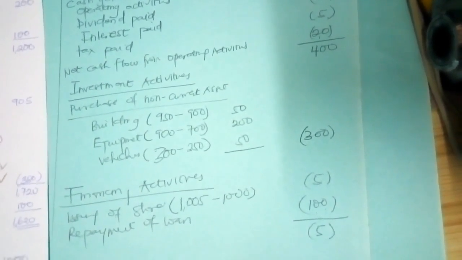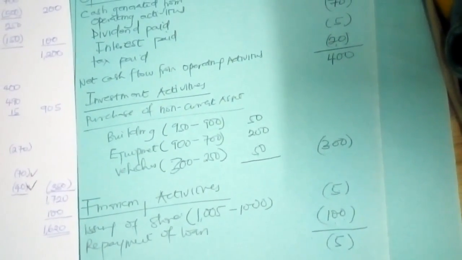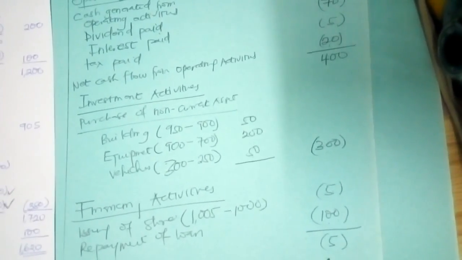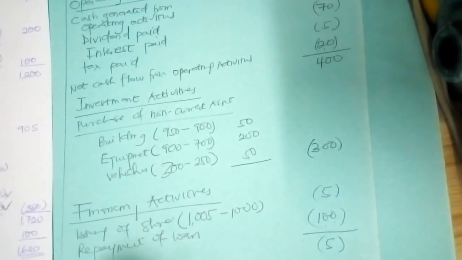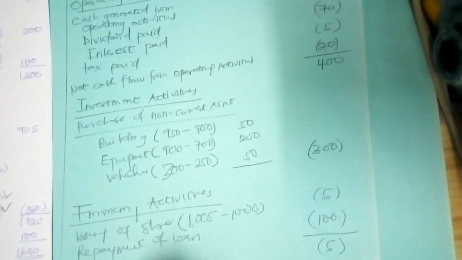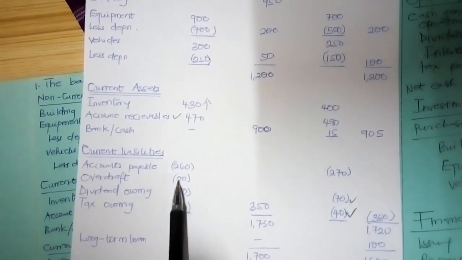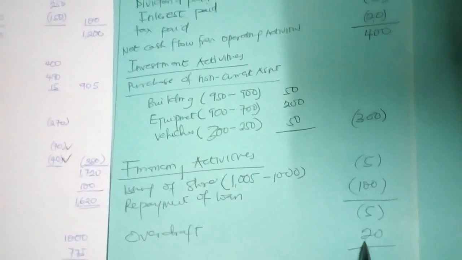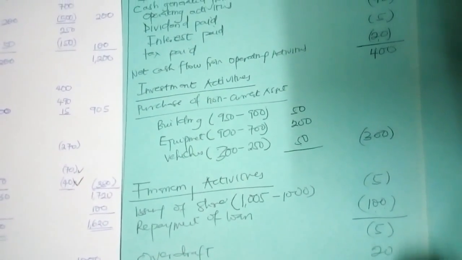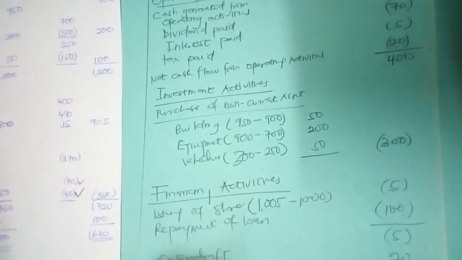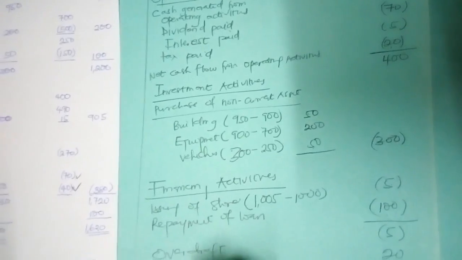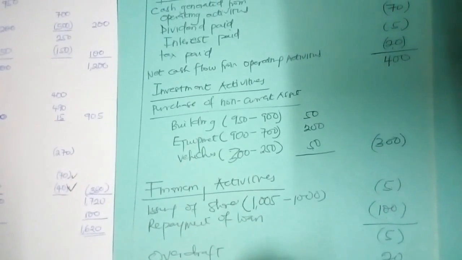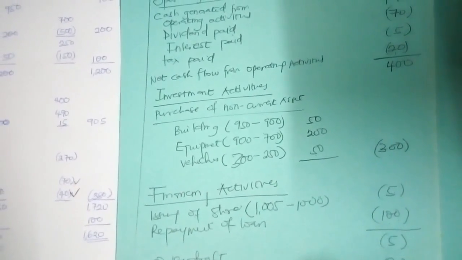But let's look at something. Over here we have an overdraft. So that means this is money we are owing. But we have an overdraft. That means we are given the ability to withdraw more than what we have. So we had an overdraft of 20. So this one is minus 5 plus 20, which will give us 15. This is what we call cash and cash equivalents.